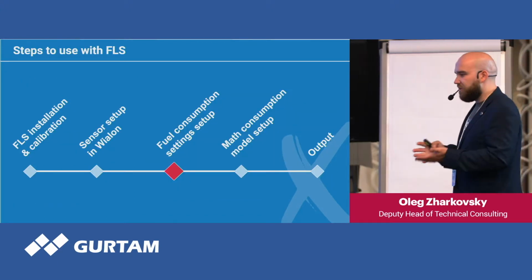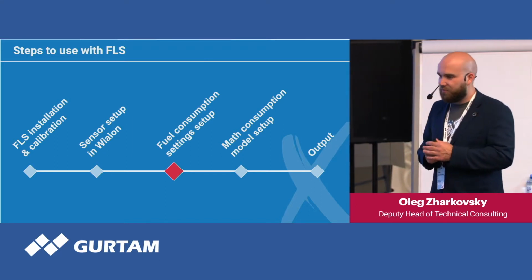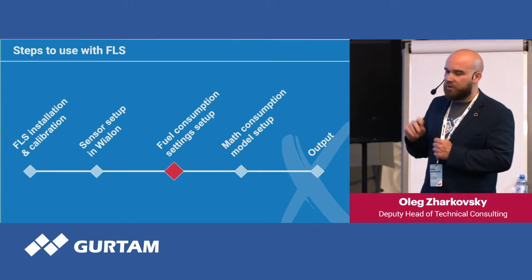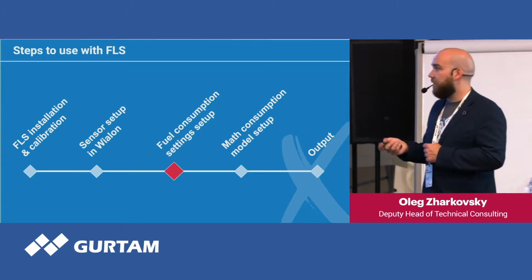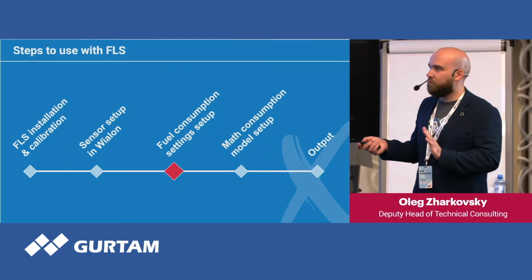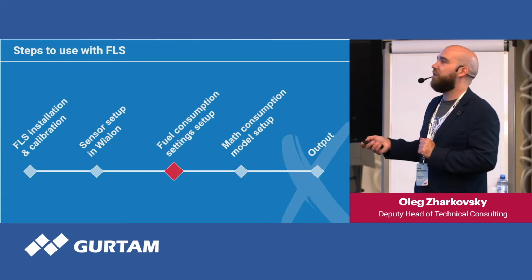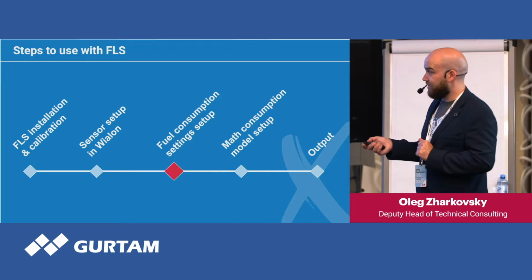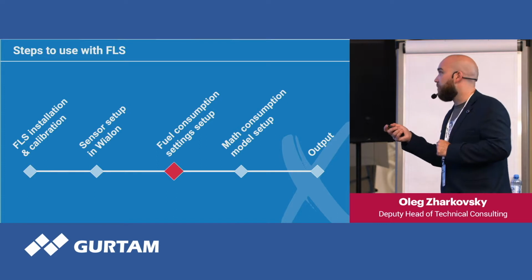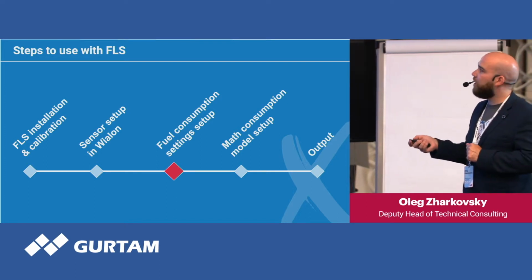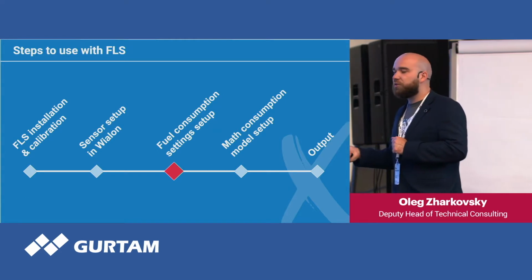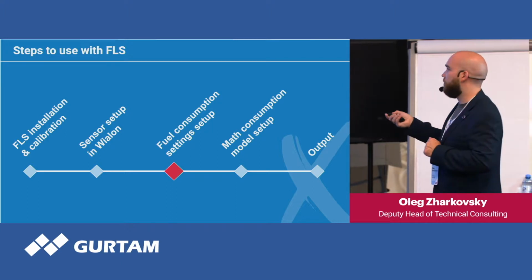So we have discussed the main part of the settings for the fuel consumption, and I want to remind you once again the steps to use FLS. Here it is: the installation and calibration, which is not connected with Wialon. The next step, sensor setup in Wialon. Then the fuel consumption settings, which we have discussed right now. The next step is the mass consumption model and the output. I have focused on the third step, but I also want to talk a little bit about the output.